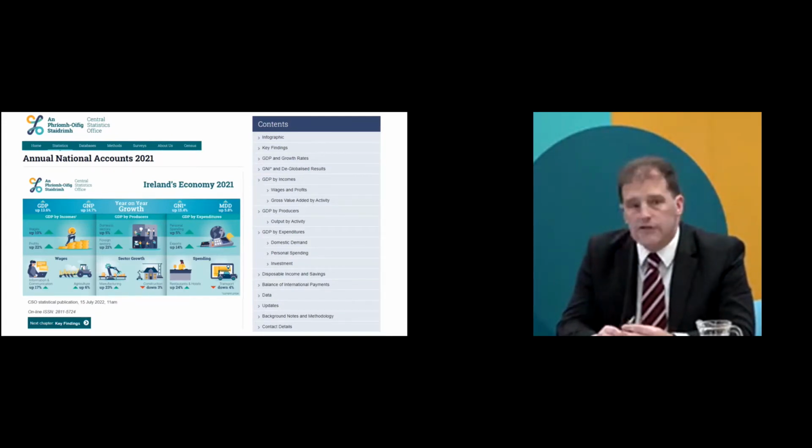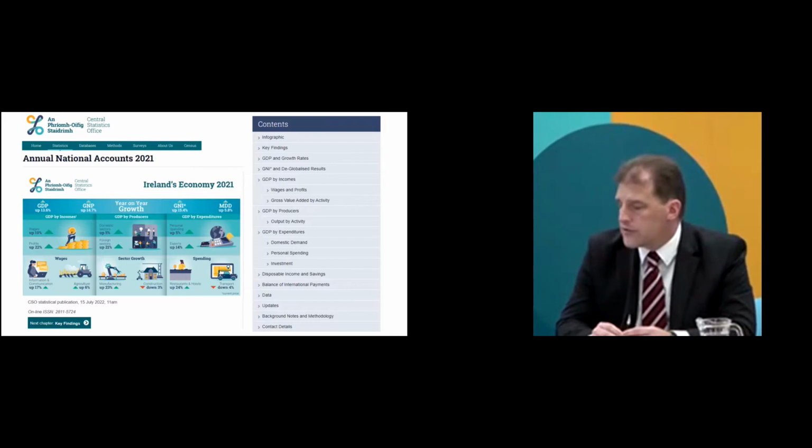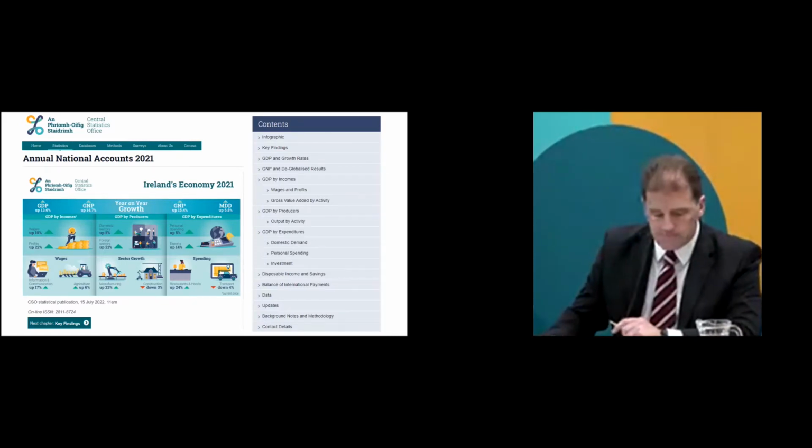So the eye-catching one, I guess, there is GNI Star. It's up quite a lot at 15.4%, and I'll explain that in a moment. GDP is at 5.8%, down marginally from what we published in the sum of 4 quarters data for 2021.